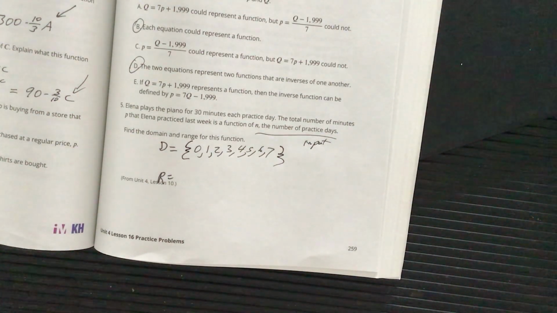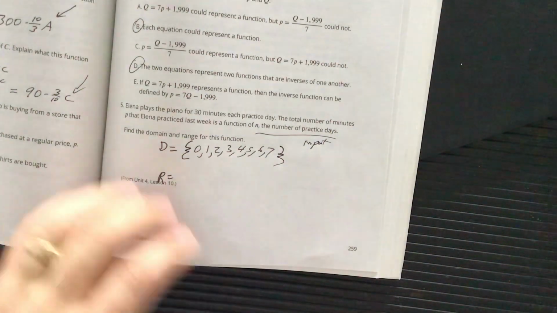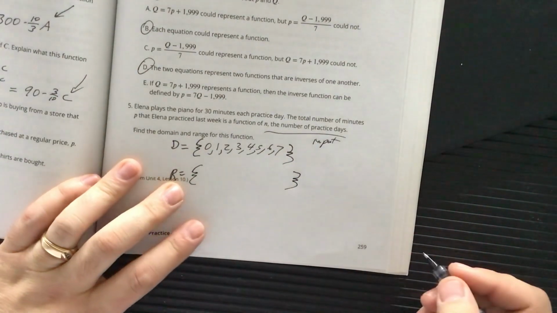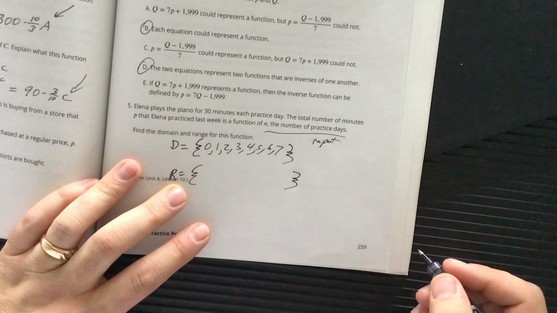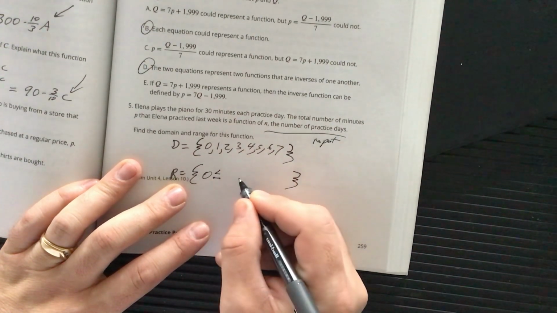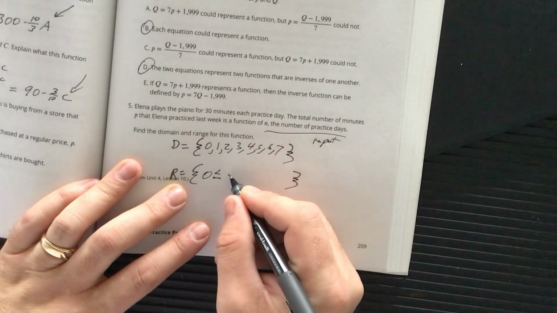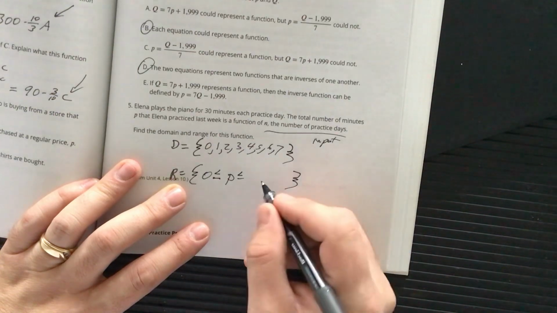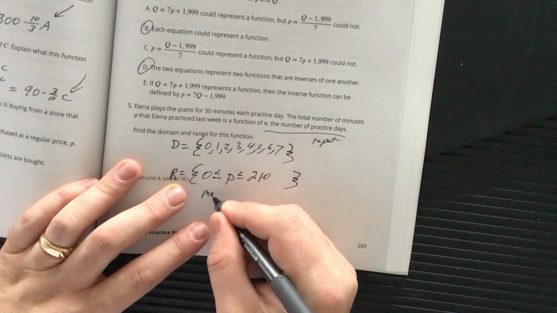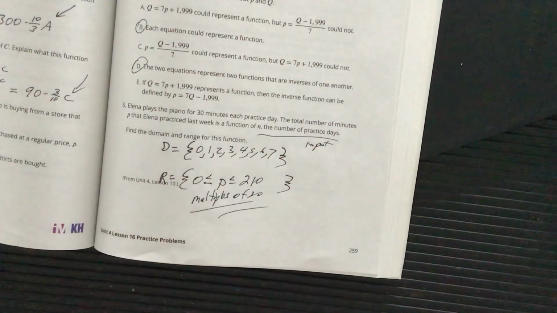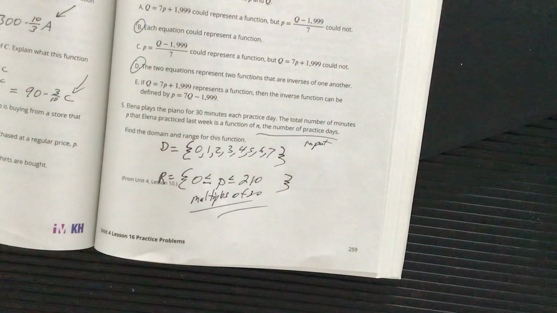All right, the range. When she does practice, she practices for 30 minutes a day. Well, what is the min? 30. Nope. 0. What is the max? 210. And I better put multiples of 30. Or again, you could list them, 0, 30, 60, 90, all the way to 210.